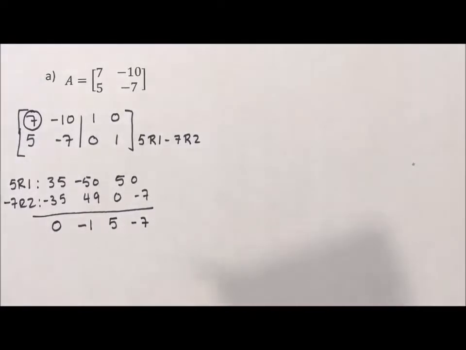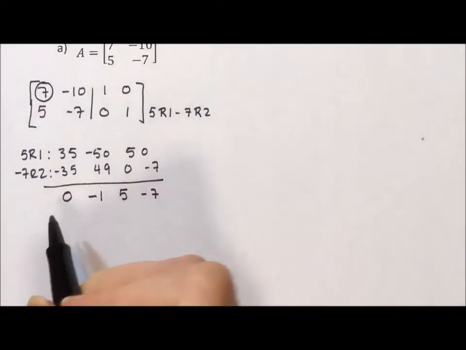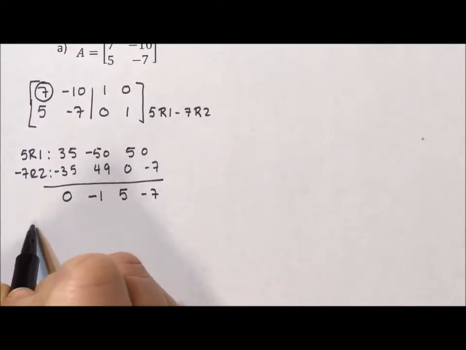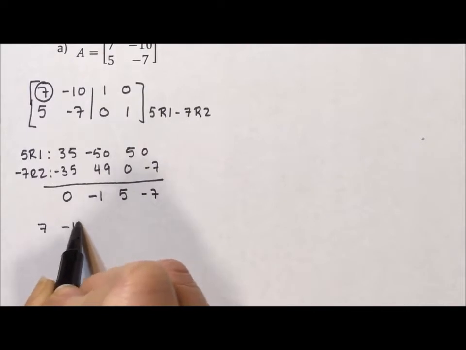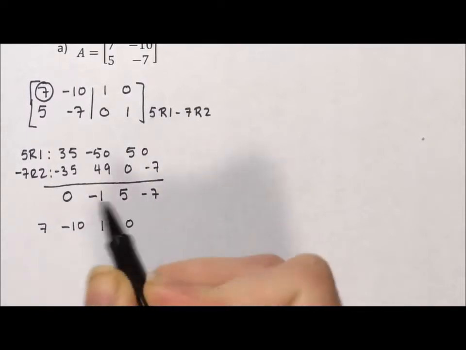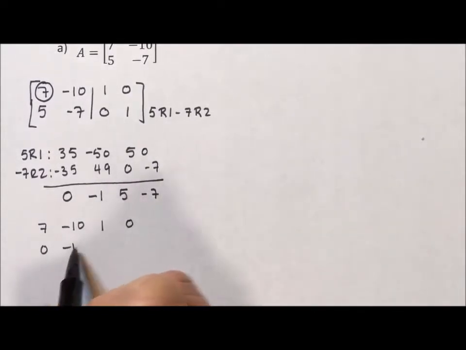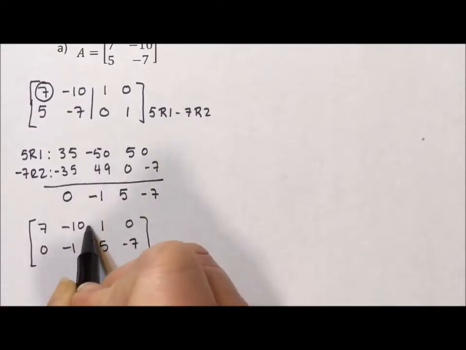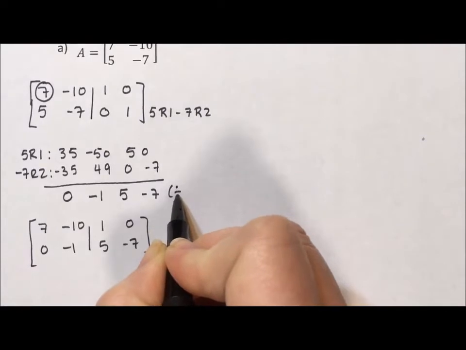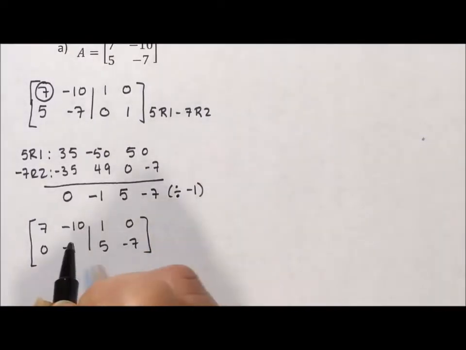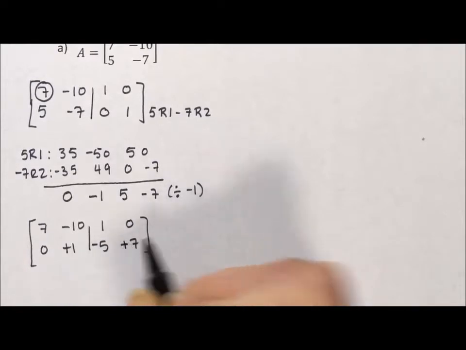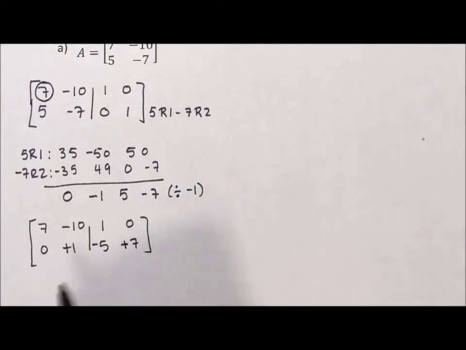So when I rewrite my matrix, I now have, for my top row, it remains the 7, negative 10, 1, 0. But my second row becomes a 0, negative 1, 5, negative 7. Now, one thing I could have done is I could have said, I'm going to divide everything by negative 1. That would give me a 1, negative 5, and a positive 7. Okay, so it looks good for getting my identity matrix.